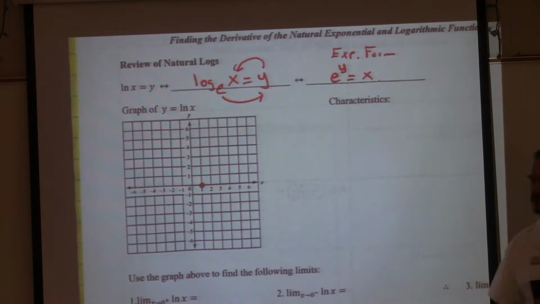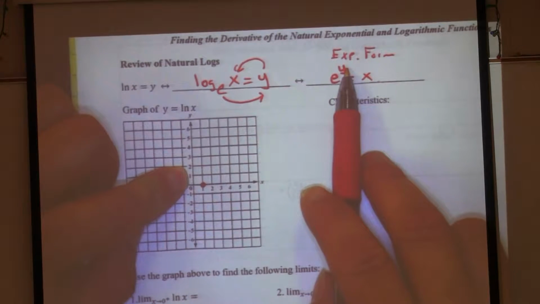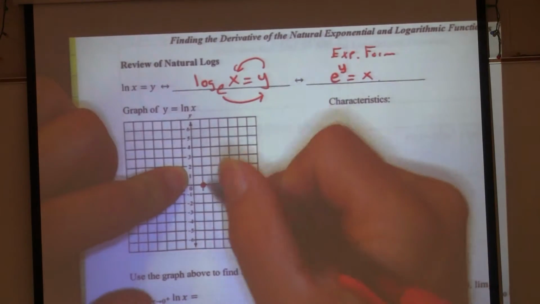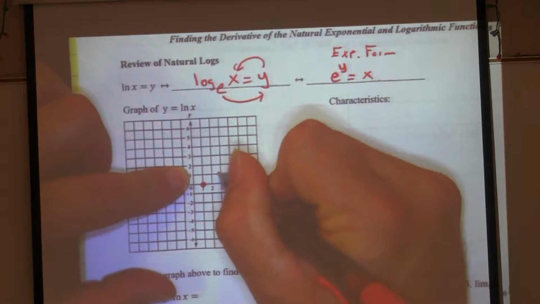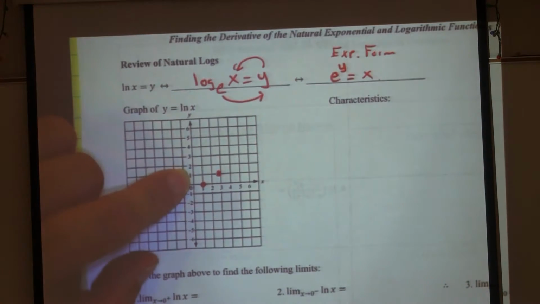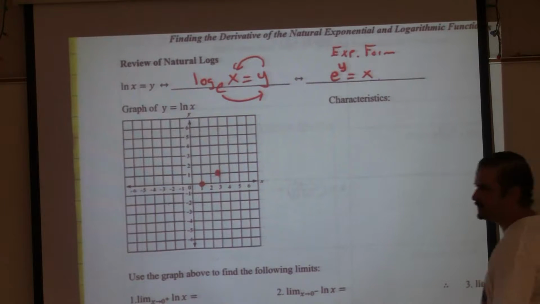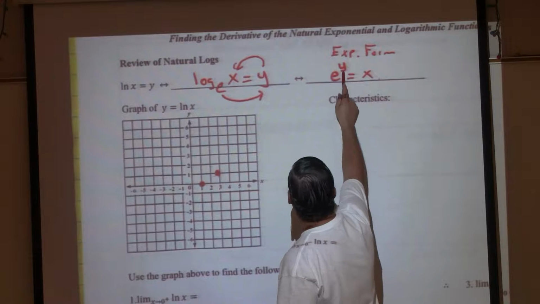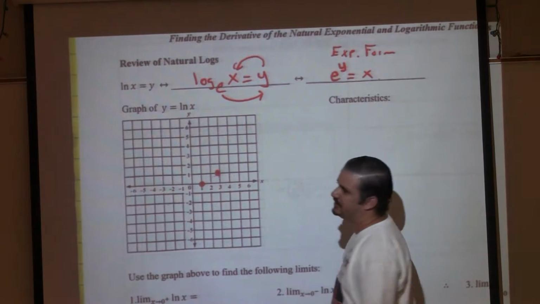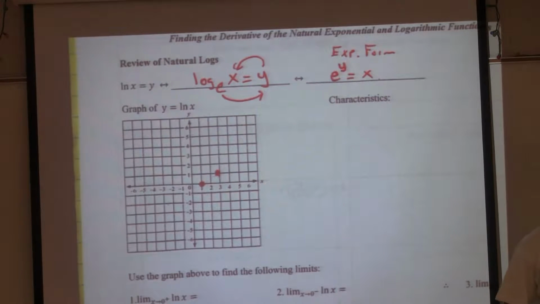What happens if I put in 1? What's e to the first power? e. Does anybody know the approximate value of e? 2.718. So approximately right there, right? When y was 1, what was the x value? 2.718. Okay, what if I picked a number smaller than 0, like -1? If I put -1 there, what would e to the -1 be? If I send it down, I get 1 over e, okay?